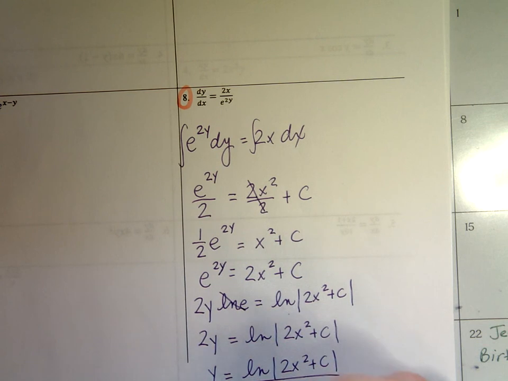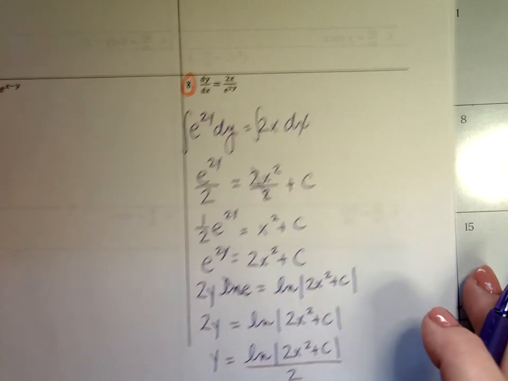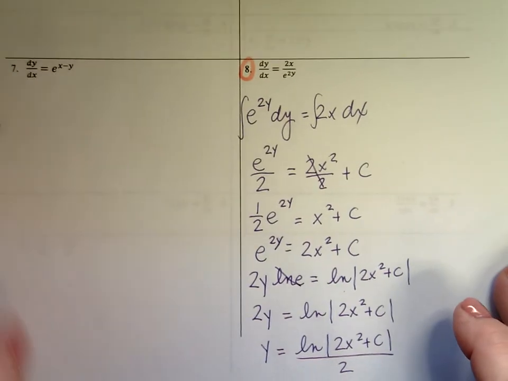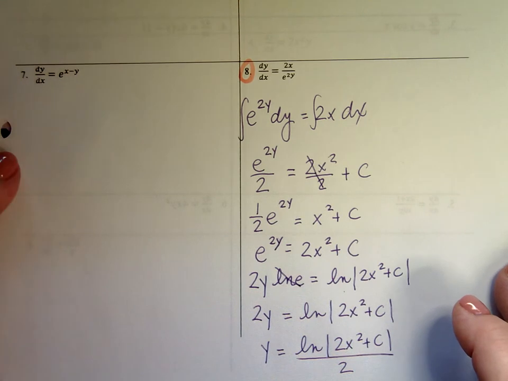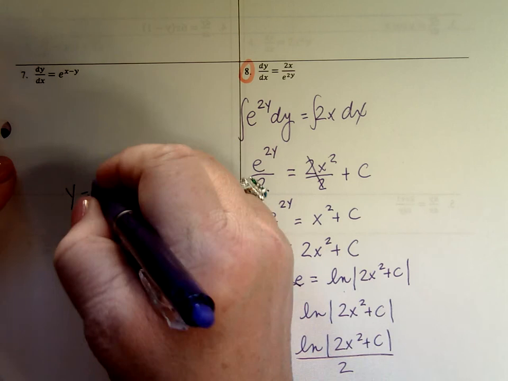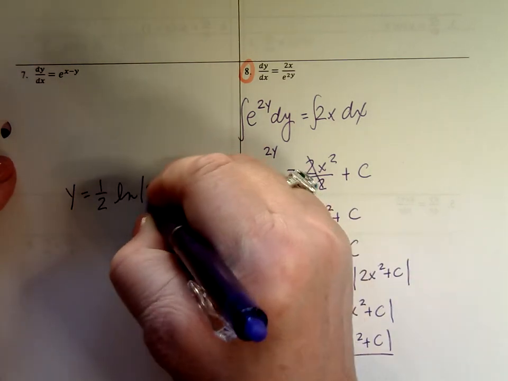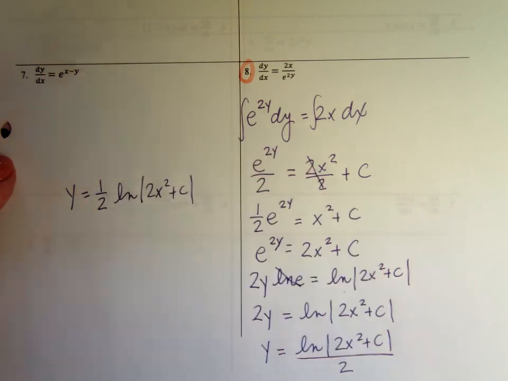Could I also have put a 1/2 in front? I'm just going to expand on that. This is a perfectly valid answer right here. Let me go into box number 7 and show you some alternate forms you could see this in as a multiple choice question. So I could see it as this, y equals 1/2 the ln of 2x squared plus c. I could see it written that way. Okay, that's cool.